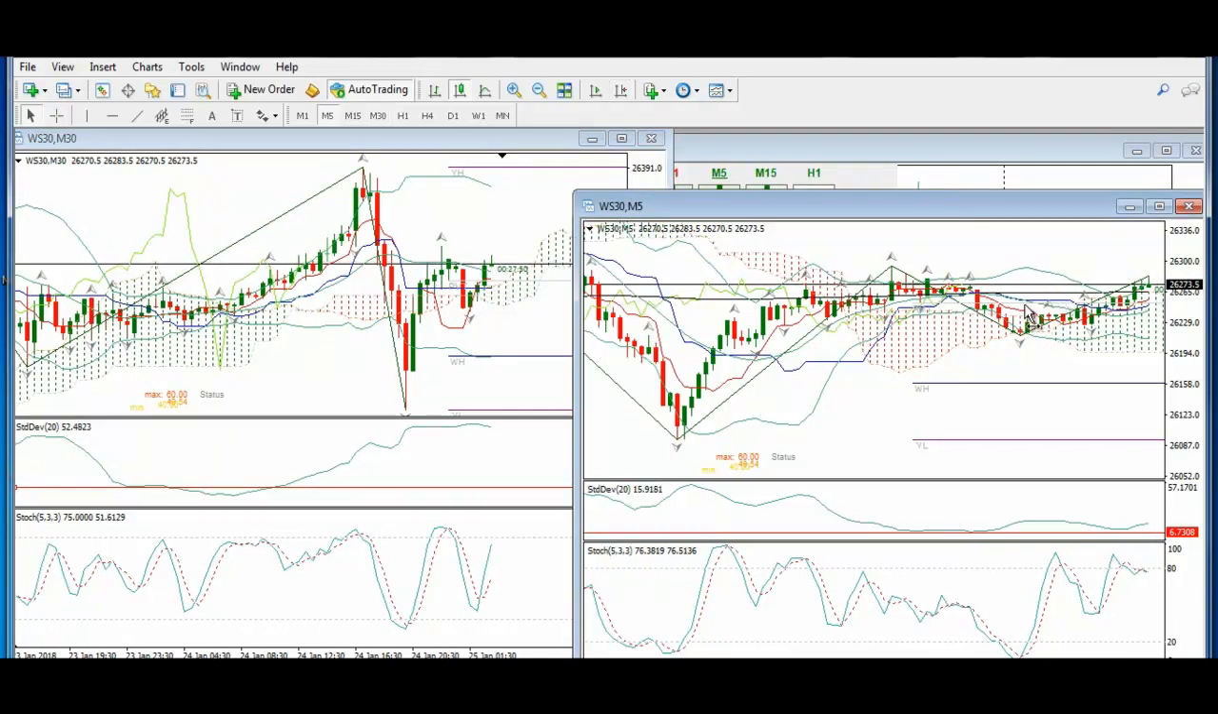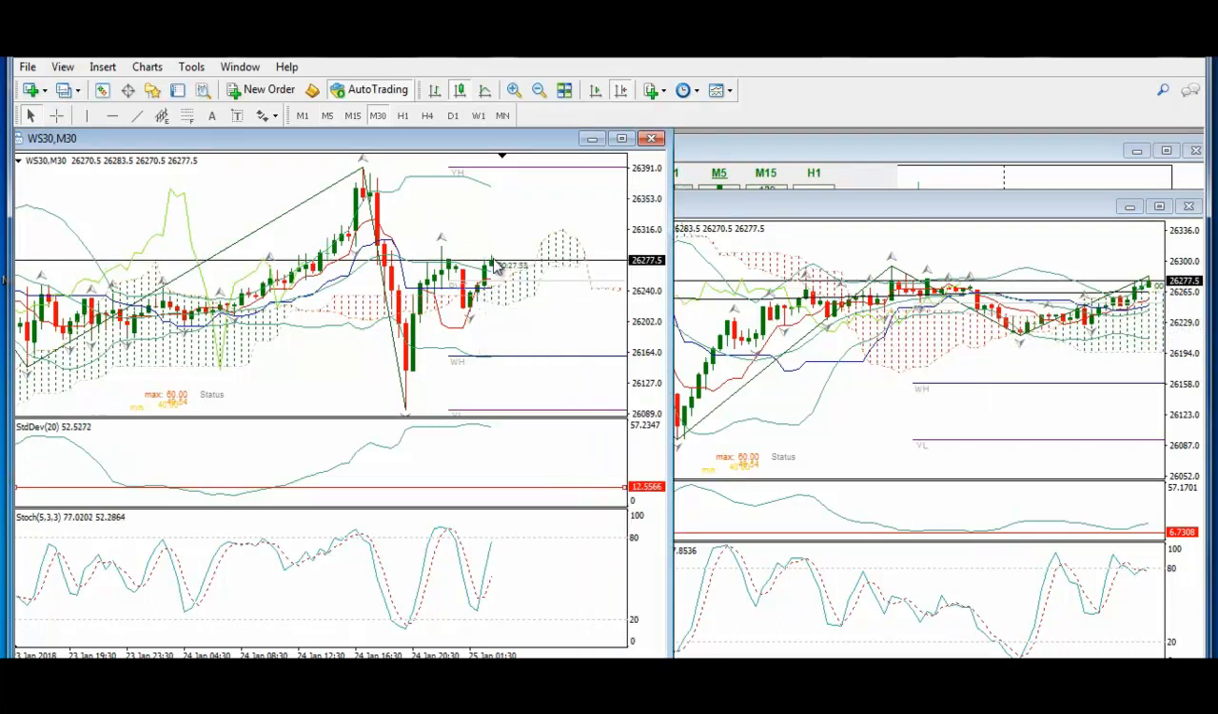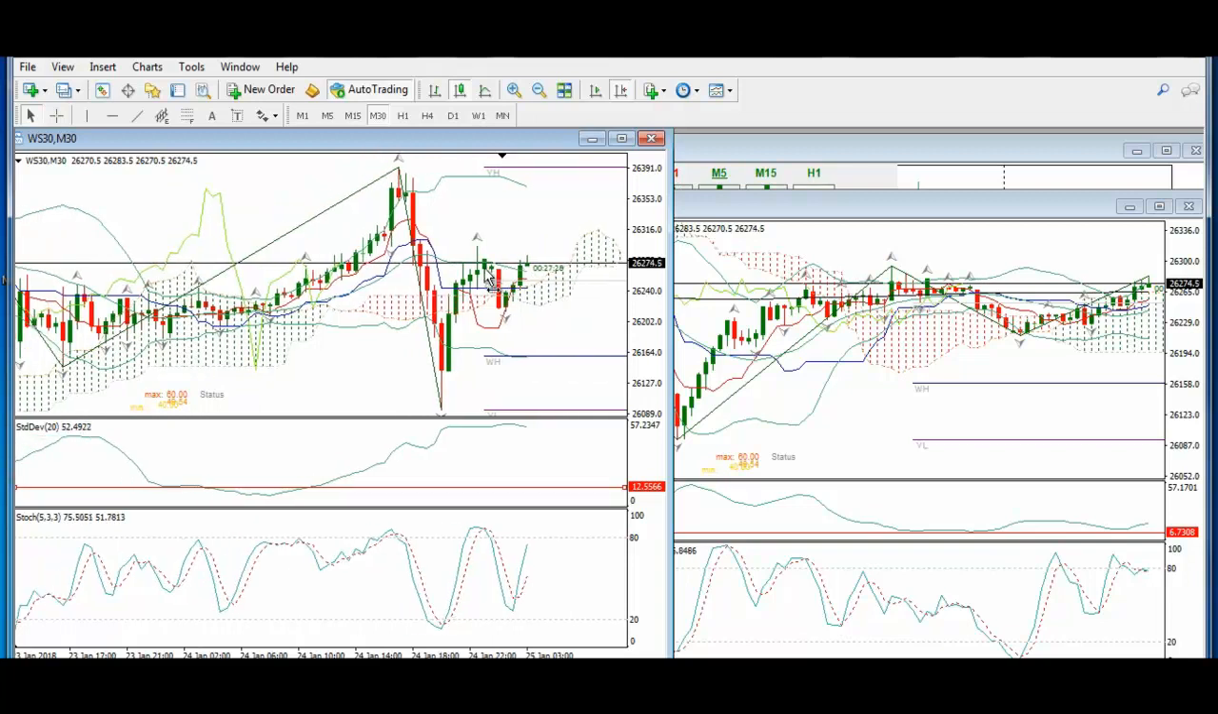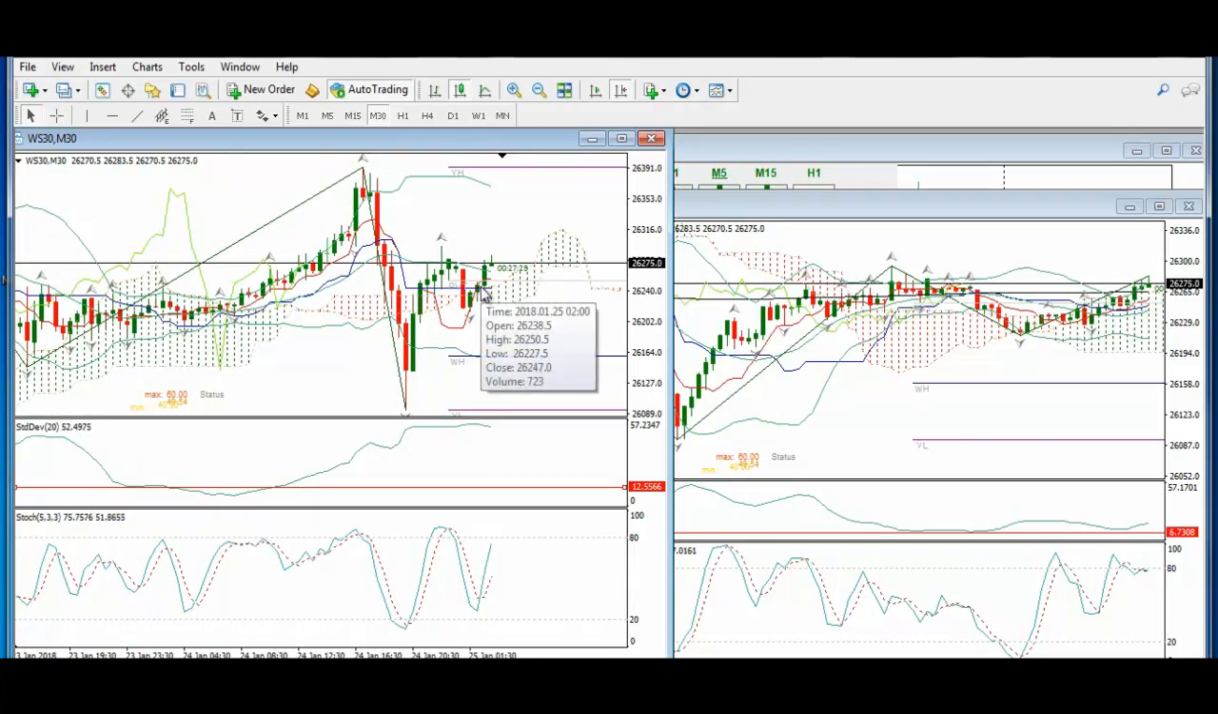The 5-minute chart is trying to break out from the Kumo cloud right there. We are above Kijun-sen, we are above Tenkan-sen. We are at the upper part of the Bollinger Band. I think we have to wait a little bit before we make a decision of what we should do right here. But the problem is that we have two problems.